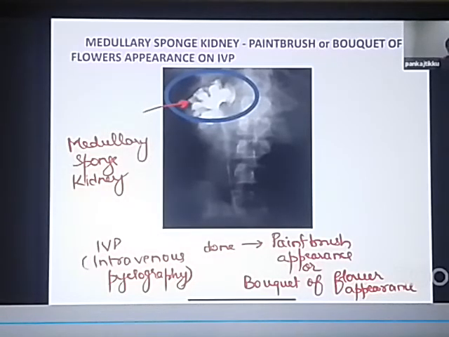So regarding the multicystic dysplastic kidney, you should remember the sign which is seen on ultrasound, which is the soap bubble appearance or the bunch of grapes appearance. But in the case of a medullary sponge kidney, you should remember the sign on an IVP, intravenous pyelography, which is the paintbrush appearance or a bouquet of flower appearance.